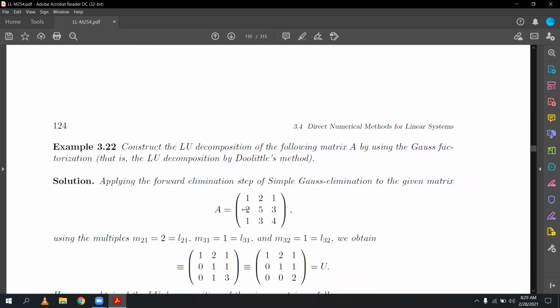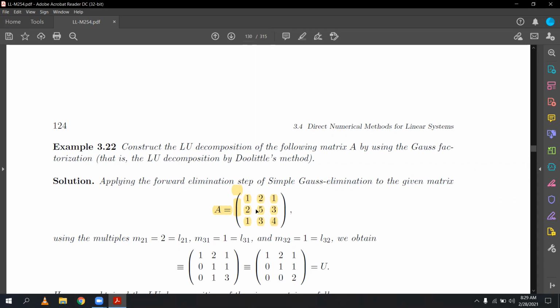Let's do example 1. This is the first example we do now. He says construct the LU decomposition of the following matrix using the Gauss factorization or Doolittle method. This is your given matrix, and you have to find the elements of L and U. So as I told you, you use simple Gauss elimination.